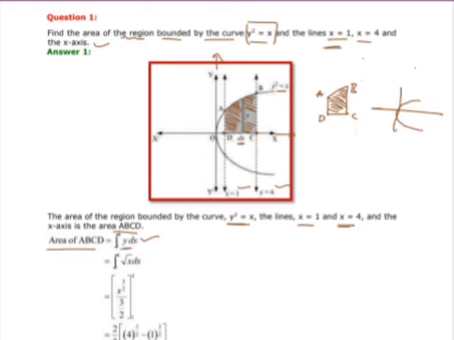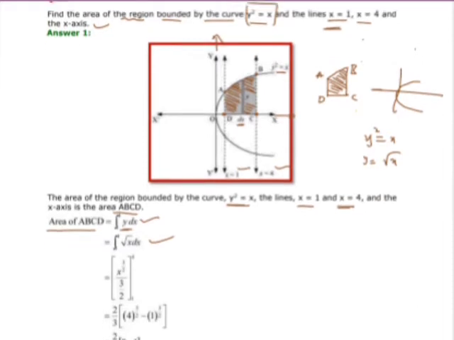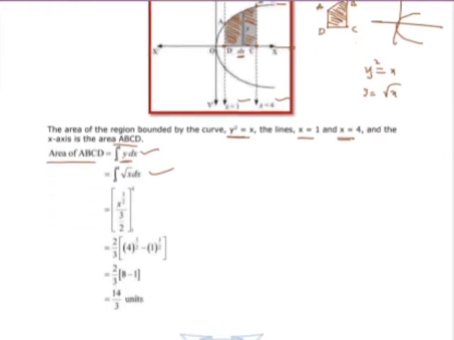So y dx. The value of y: y square equals x is there. Then y equals what do we get? Root x, right? So root x into dx. Now integrate this with respect to dx. So what do we get here? x to the power of 1 by 2 is there already.